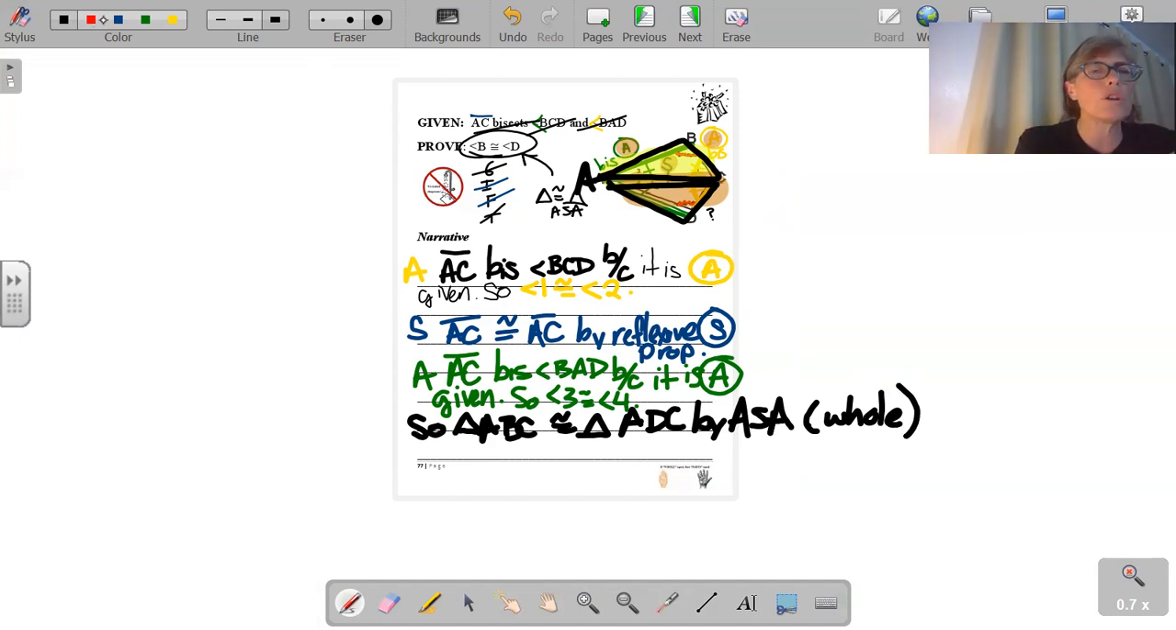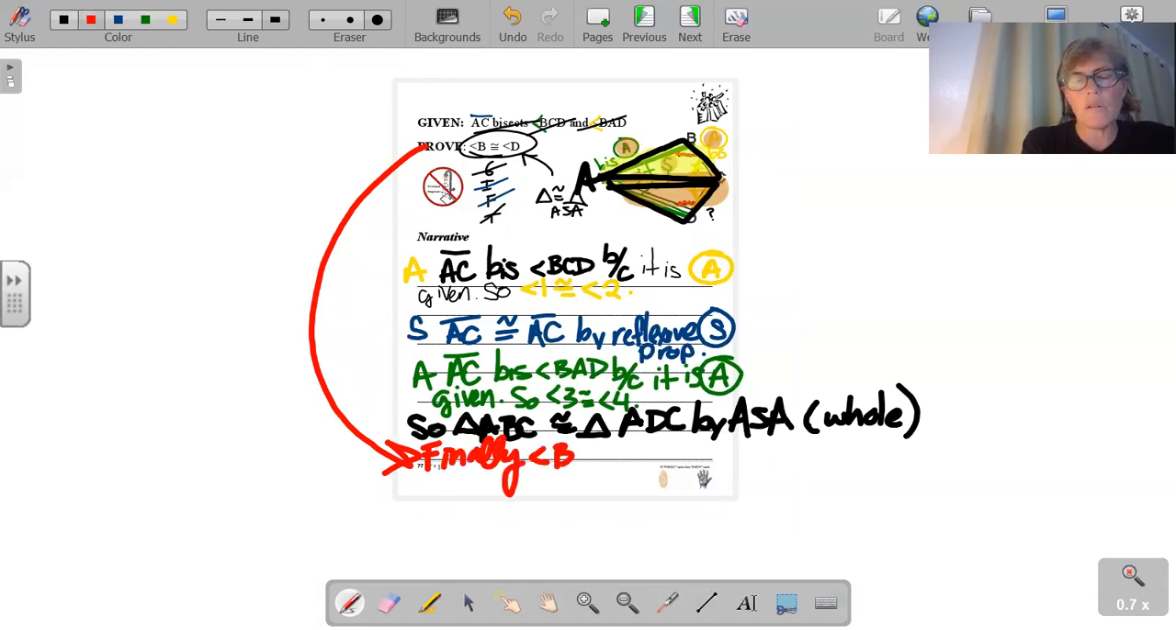Now we can go for our target. If the whole is equal, the parts are equal. Finally, angle B congruent to angle D by whole equal, parts equal, or the fancy name is corresponding parts of congruent triangles are congruent, CPCTC. That's an informal proof because all you're doing is writing sentences.